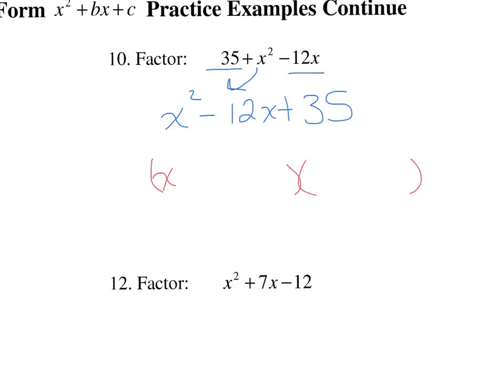So now we can factor it. X times x. Bring the first sign down. Multiply the two signs. Negative times positive makes negative. Same sign. So what two numbers multiply to make 35, but add to make 12? 7 times 5.